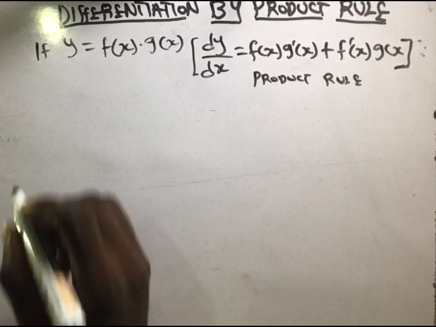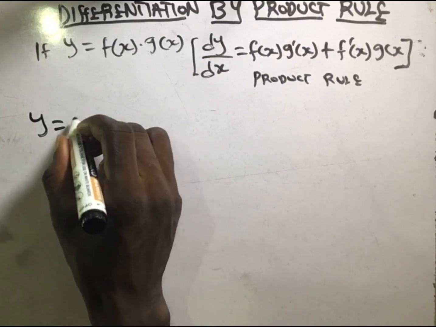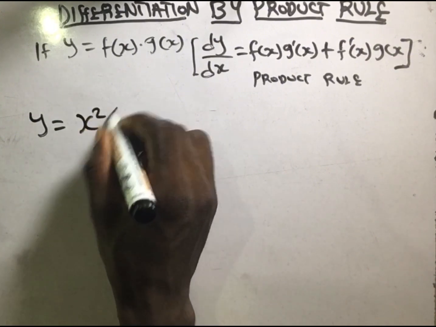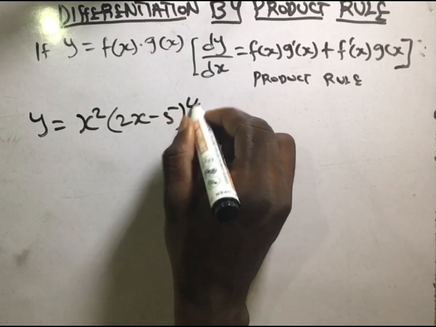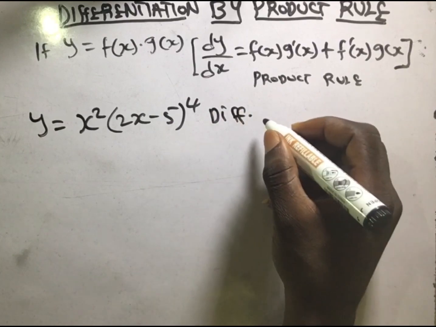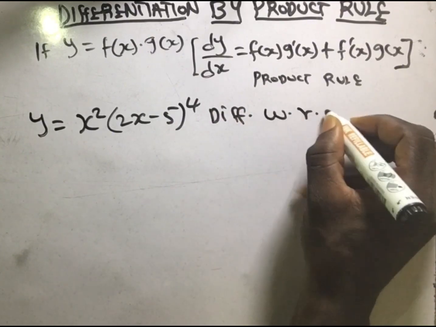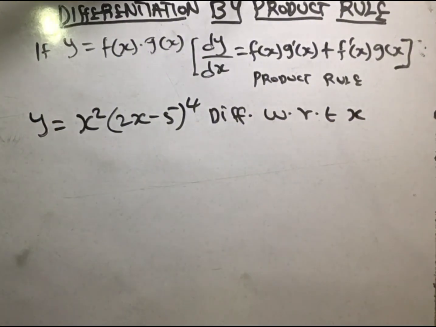Okay, let's take this one that looks more complex. Say y equals x squared, open bracket, 2x minus 5, to the power of 4. Differentiate, or find the derivative, with respect to x. Mind this stands for with respect to x. Now, somebody is already scared and feeling like this is actually complex, but it's not really complex. It's actually a simple problem.